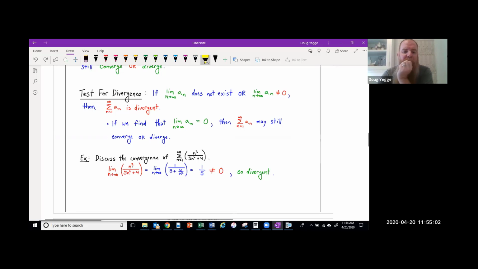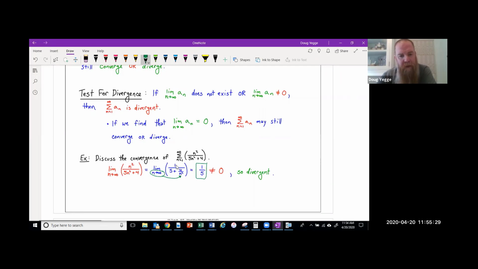So what we could do is divide every term by the highest power term in the denominator. So we just divide every term by n squared. And notice that we now get 1 on top, and on bottom we get 5 plus 4 over n squared. Now, if I take the limit as n approaches infinity, the only place to plug in infinity is here. And any constant over infinity goes to 0, so my answer is 1/5.